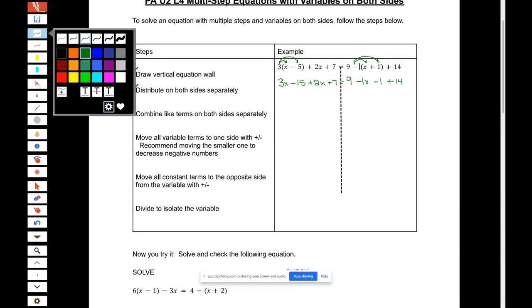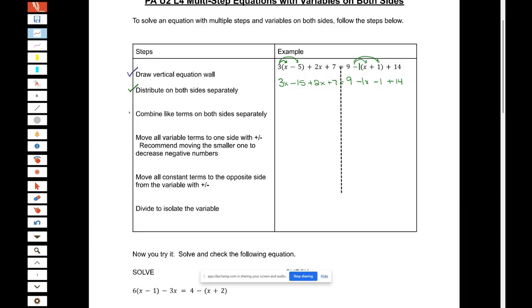Now we are going to work on combining some like terms on each side. So I'm going to look over here. I have a 3x and a positive 2x, so that's going to give me 5x. I have a negative 15 and a positive 7, that's negative 8. Then on the right side, I have this negative 1x, and I don't have any other x's to combine it with, so I'm just going to write it down. 9 minus 1 is 8, and then I add 14 to 8, and I get positive 22.